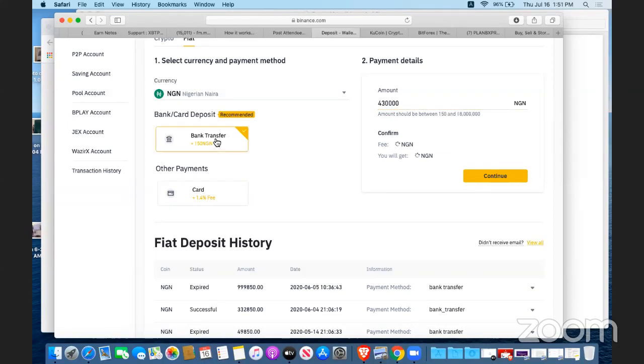Use bank transfer. If you use bank transfer, irrespective of what you are sending, that 1 naira, that 10,000, 20,000, 50,000, 100,000, you're going to be charged a flat rate of 150 naira. Make sense? So I always tell people, make use of bank transfer. Let's say I'm sending 20,000 naira, I'm going to be charged 150 naira. Then you click on what?